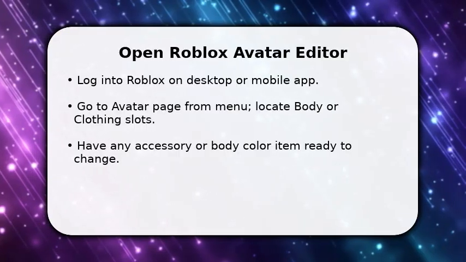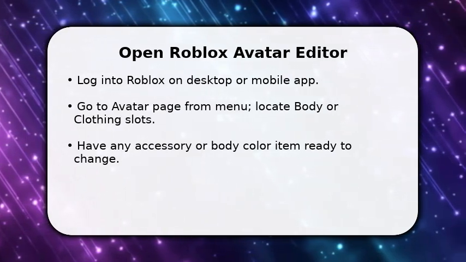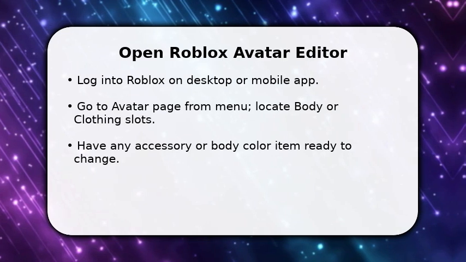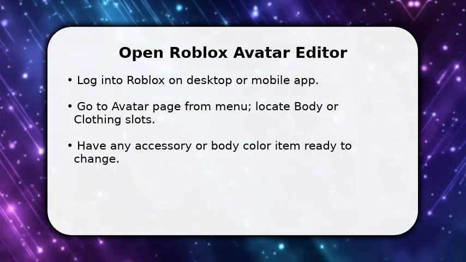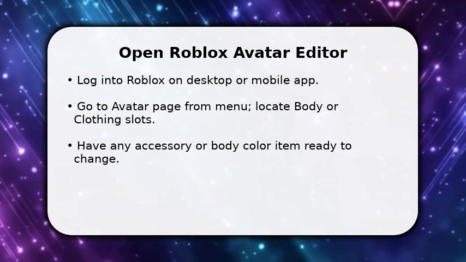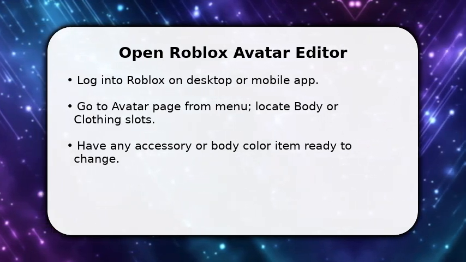You start in your Roblox account, open the avatar editor so you can change colors directly. Once logged in, navigate to avatar from the side menu, then select body or the specific accessory slot you want to recolor. Make sure you have the item equipped or available in your inventory. If not, get it first.